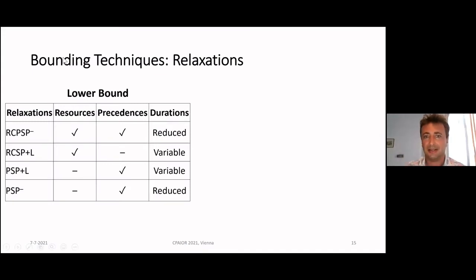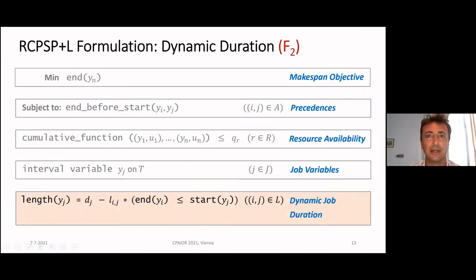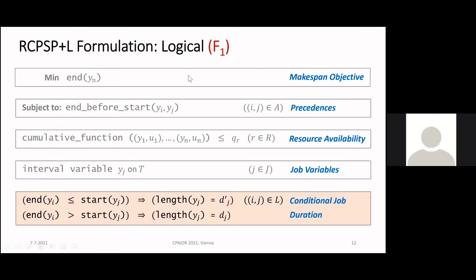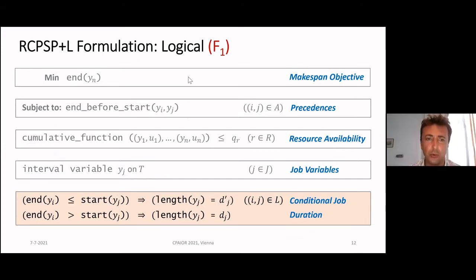So, yeah, let me quickly wrap up. I presented 3 different formulations. Formulation number 1 for this learning-based RCPSP, in which we have these implication constraints that we added here at the bottom. And that was our first start how to formulate this problem.